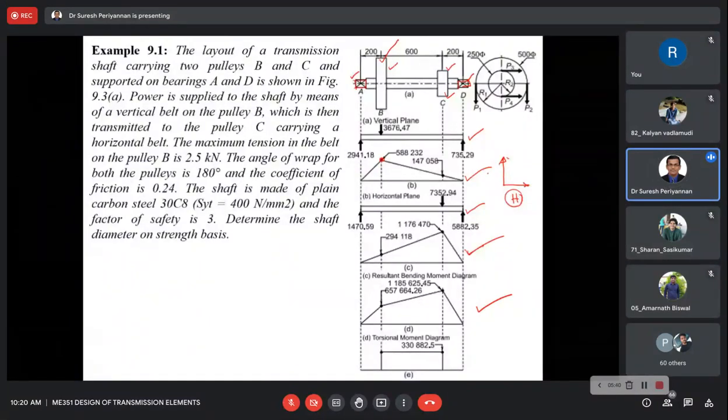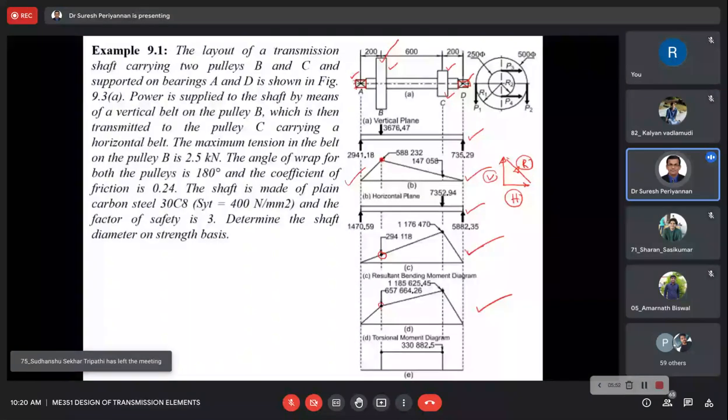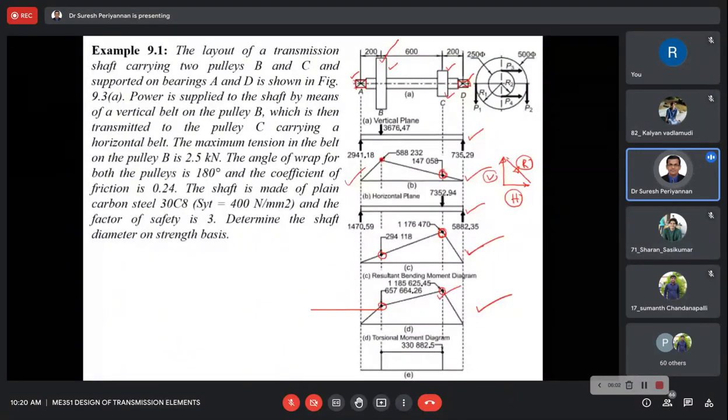Hence, we would like to find out the resultant bending moment. We are finding it at each point based on this point and this point. Based on this point, this point and this point, we are finding the resultant bending moment. Then finally, which bending moment is the maximum that can be considered for the shaft design?